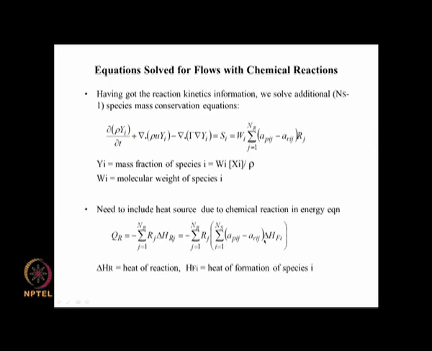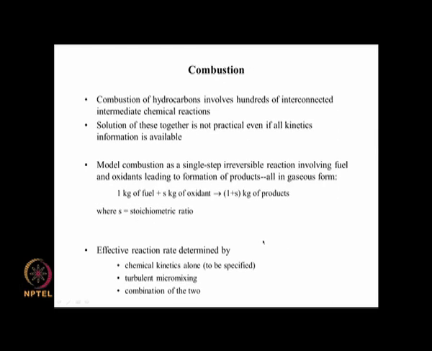So, this completes the formulation for a kinetics controlled reaction. But if you have more practical cases like combustion, it is much more complicated, and a simplistic treatment is done where you have a fuel plus oxidant giving rise to products, a simplistic reaction scheme in which the reaction rate is given sometimes by chemical kinetics alone, sometimes by turbulence alone, or maybe as a combination of the two. So, that is beyond the scope of our course here.